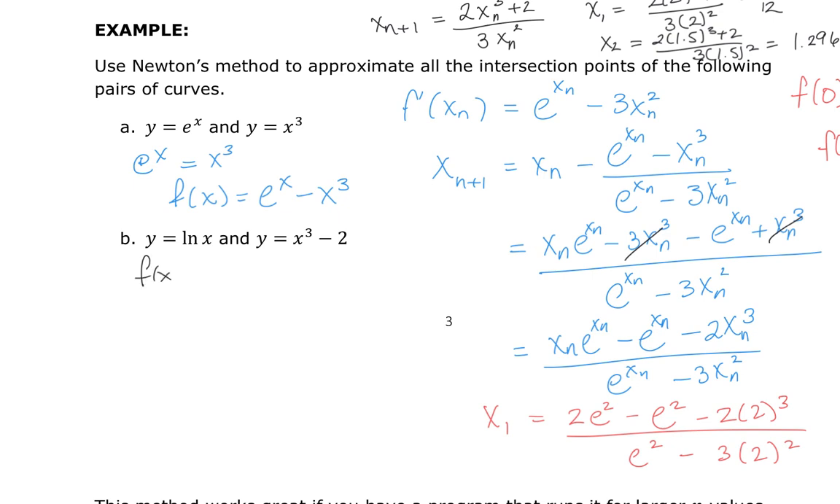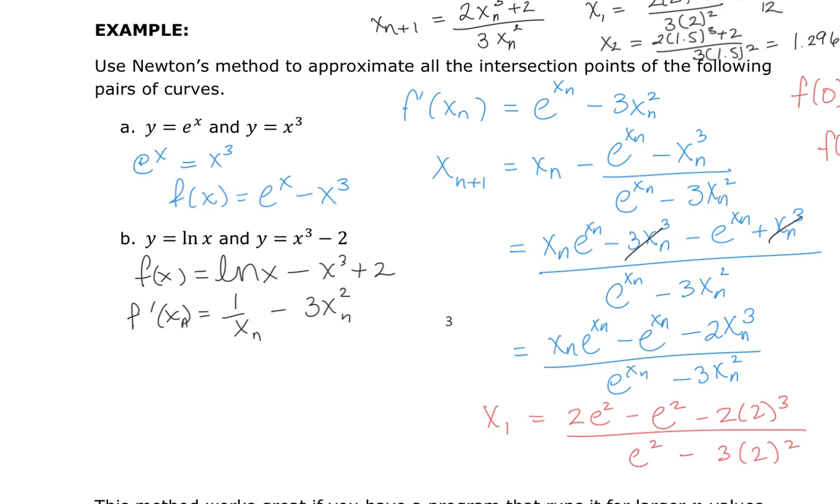And so we're going to have f of x is equal to the natural log of x minus x cubed plus 2. That's because I set them equal to each other, and I decided to move the x cubed minus 2 to the left-hand side. So then f prime of x is going to be equal to 1 over x minus 3x squared, and I want to use some x sub n's here.